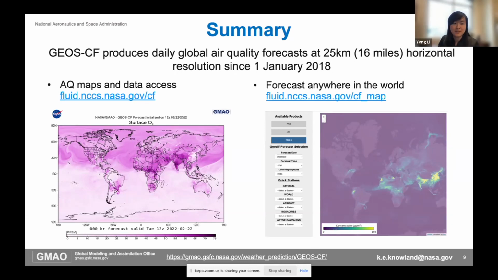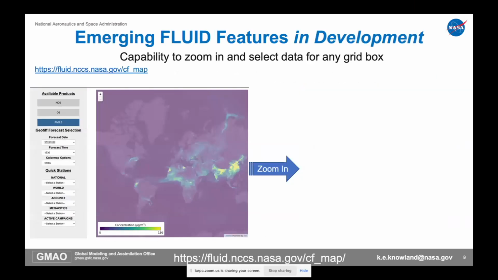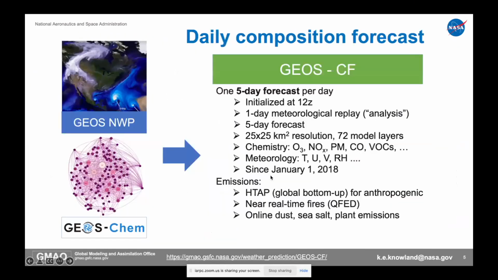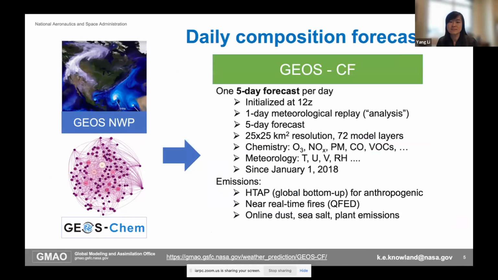Sounds great. I'm especially interested in the composition part. I'd like to know which kind of emissions are used for these simulations. Sure. Thank you. I skipped over it. We're currently using HTAP for anthropogenic emissions. We're going to be updating that to the CEDS database because HTAP is a 2010 base year, and so CEDS will bring us up to at least 2019.